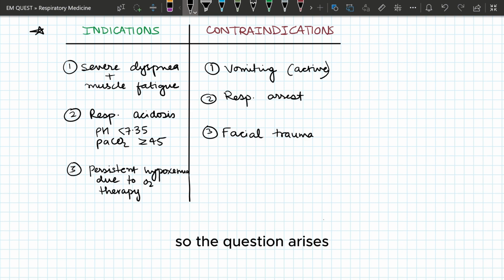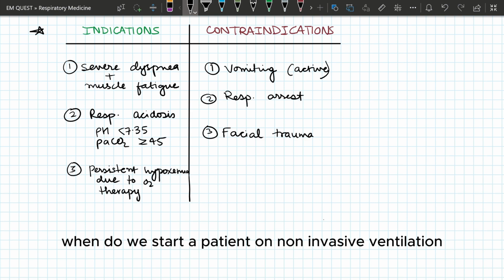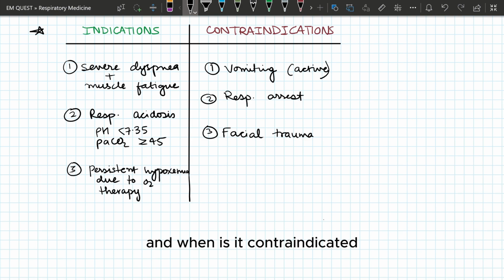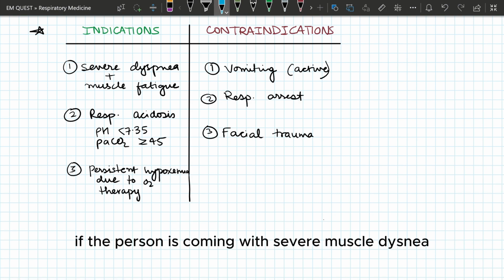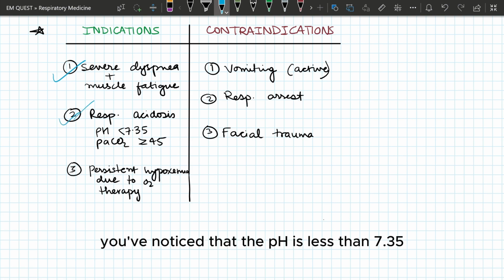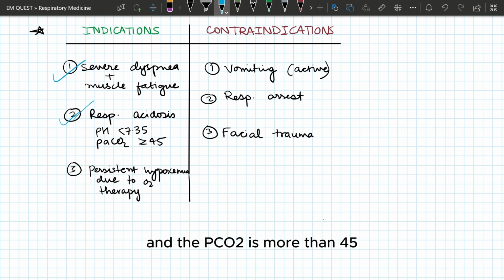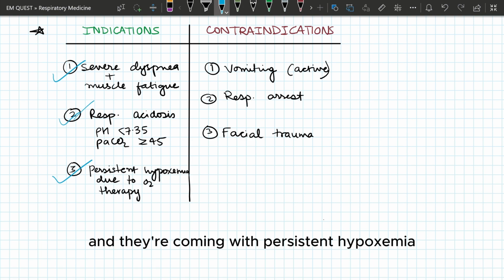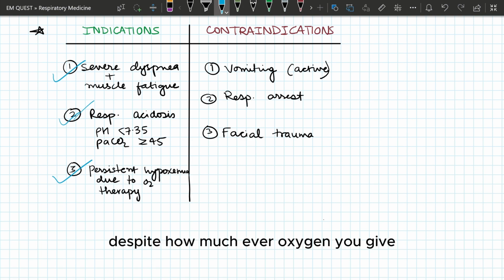So the question arises, when do we start a patient on non-invasive ventilation and when is it contraindicated? It is indicated if the person is coming with severe dyspnea and you're starting to notice that their muscles are fatiguing and they have accessory muscle use, or on their VBG you've noticed that their pH is less than 7.35 and their PCO2 is more than 45, and they're coming with persistent hypoxemia despite how much ever oxygen you give, the saturation's just not picking up.